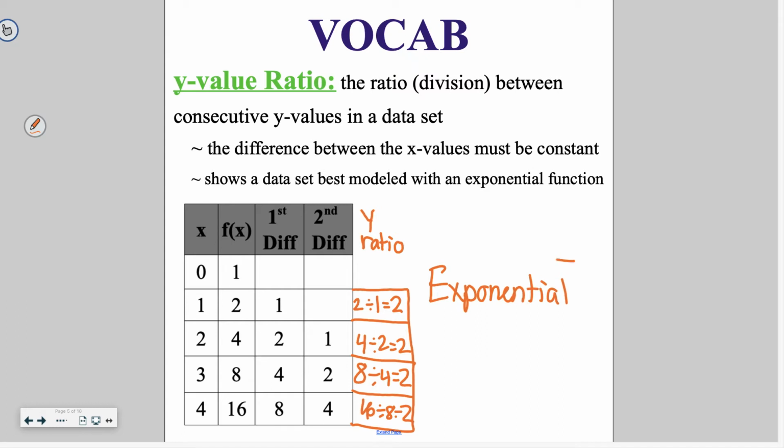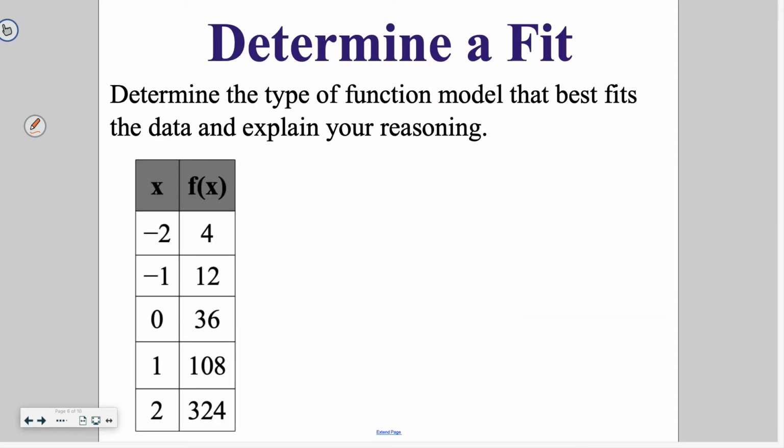So we can use first and second differences and the y value ratios to determine which model best suits. If they give us the data set negative 2, 4, negative 1, 12, 0, 36, 1, 108, 2, 324, my first job is going to be to determine what type of model we want and then explain my reasoning for that. So I'm going to start by calculating the first differences and see if it is going to be linear.